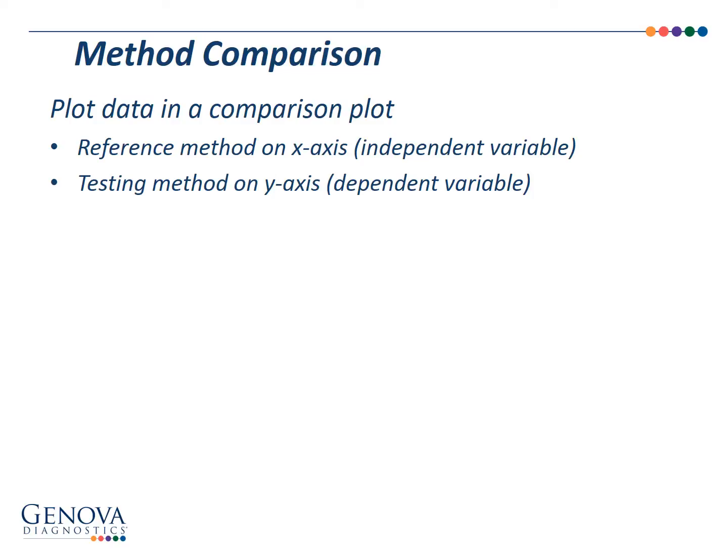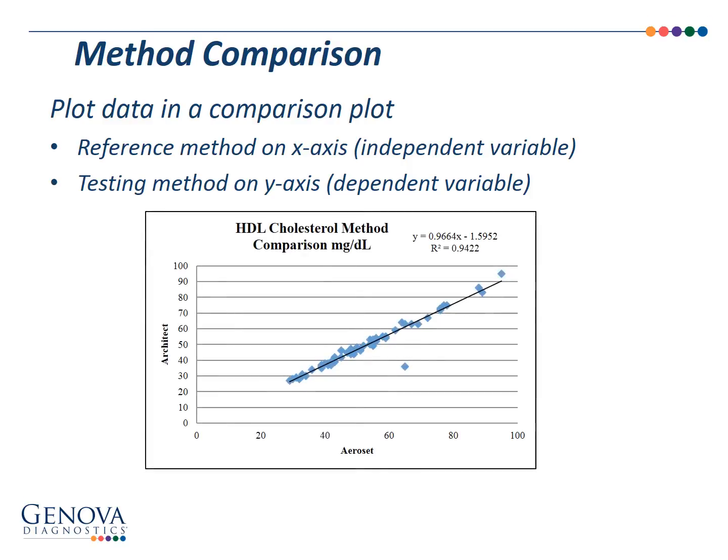So once you run your samples on both methods, we want to take a look at the data by plotting them on a comparison plot. You always put your reference method on your x-axis. You always put your knowns on the x, and then put your testing method on the y. This is pretty standard across data analysis. You always put your known on the x and your unknown on the y. And then we're going to look at a regression.